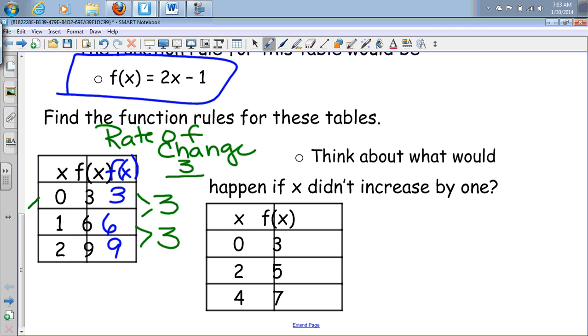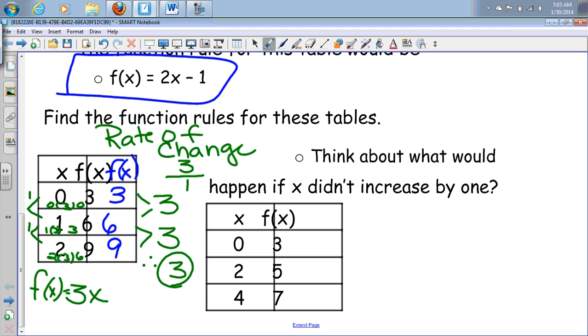My rate of change in x, 0 to 1, is 1. 1 to 2, 1. So that rate of change is 1. Therefore, my rate of change is 3. So 3 becomes my coefficient. So f of x is going to equal 3 times x. So let's see. What's 0 times 3? 0. What's 1 times 3? 3. What's 2 times 3? 6. So I need to do something else.